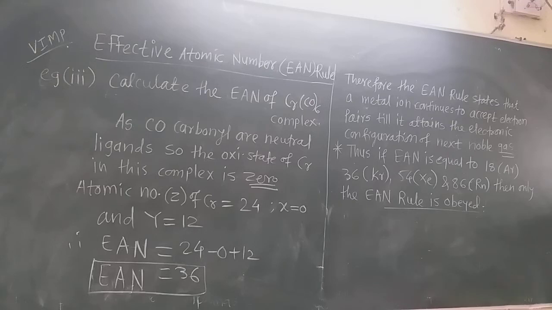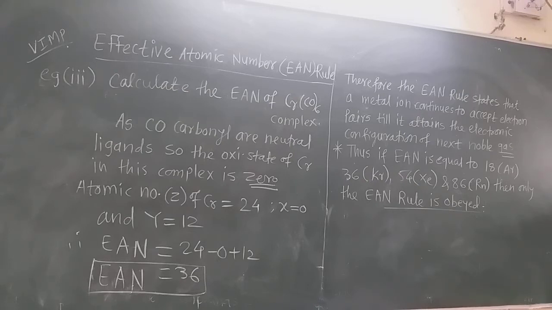And as no electrons are given by the metal ion, X, the electrons given by the metal ion, is equal to 0 here. And there are 6 ligands, so totally there are 12 electrons. Y is equal to 12. So in this way, the effective atomic number is 24 minus 0 plus 12, which is equal to 36.